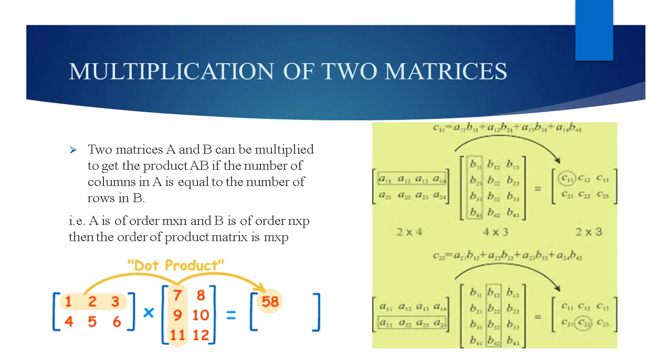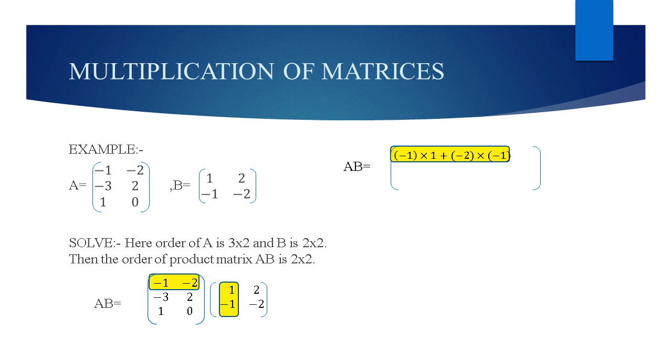And see the order. First matrix is of order 2 cross 4, second matrix is of order 4 cross 3. Then the required order of the product matrix is 2 cross 3. 2 is taken from the first matrix, that is the rows of the first matrix, and 3 is taken from the second matrix, which is the number of columns of the second matrix. Okay, clear? To get this more clear, let's see another example.